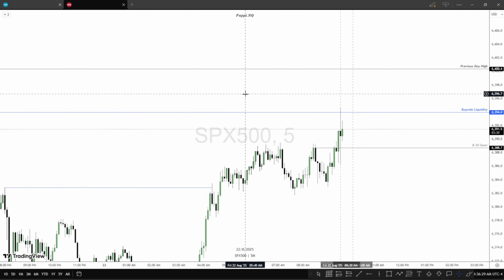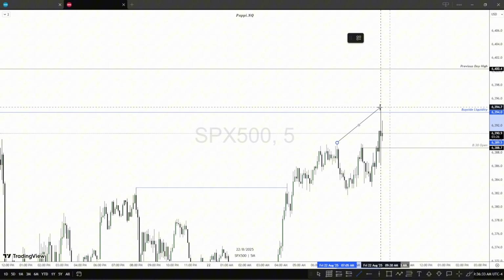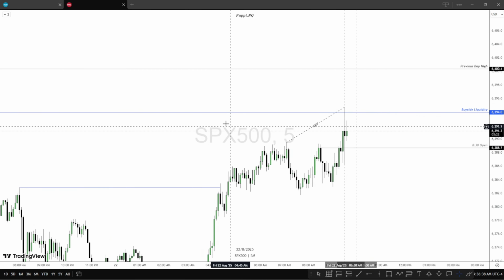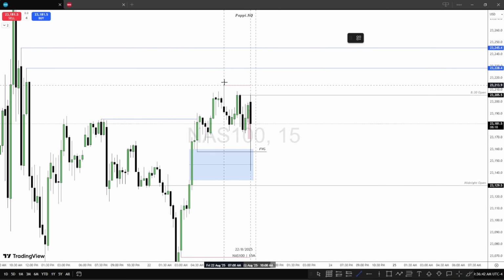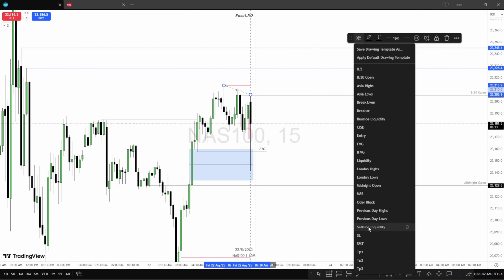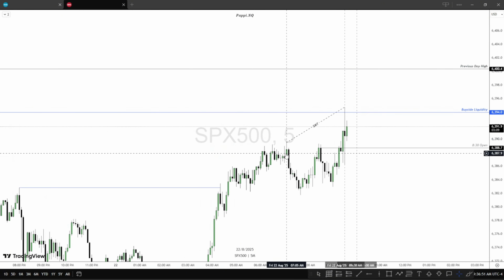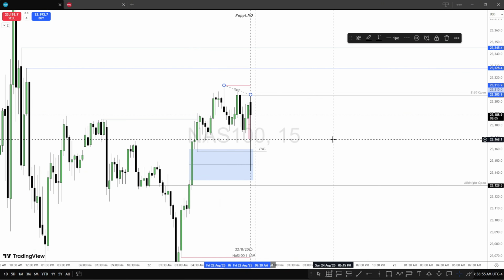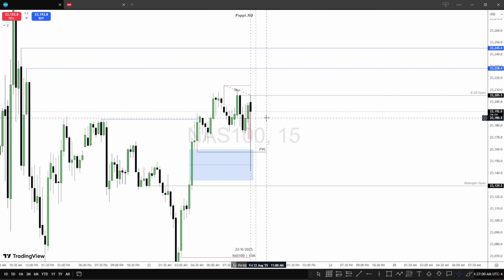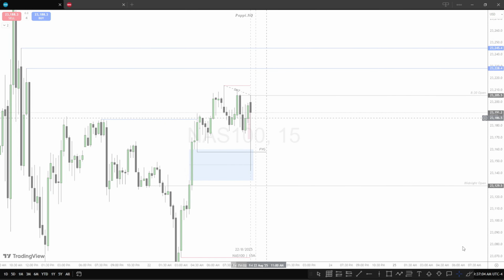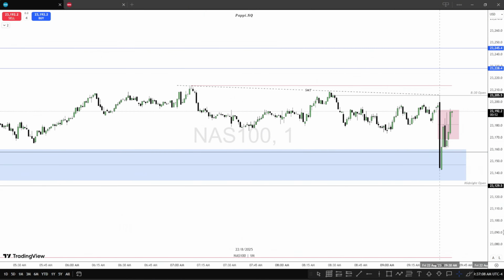right there. And you can see right there, before that, we have an SMT. The S&P 500 took out those London highs, but the NASDAQ hasn't taken out London highs yet. So we are having a bearish SMT here. And here you can see we are really having some reaction off of that 15-minute fair value gap.